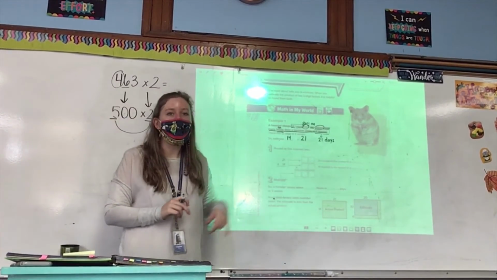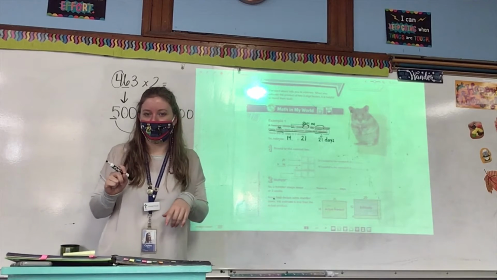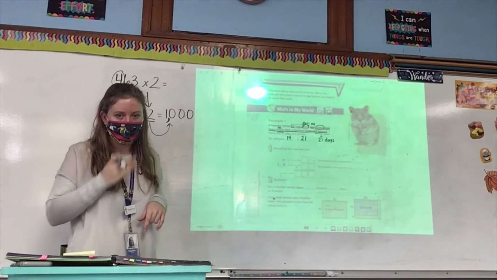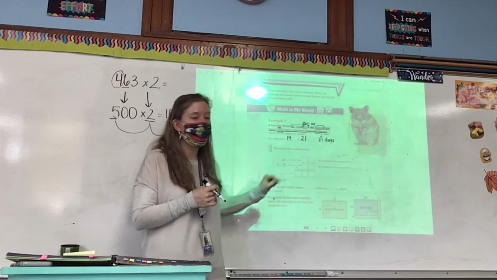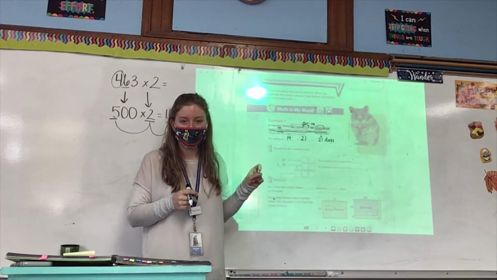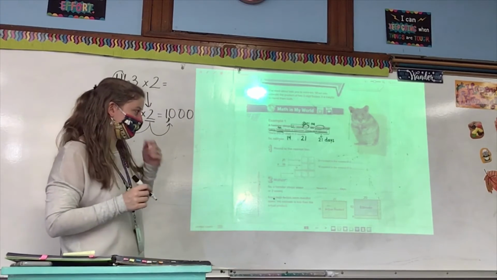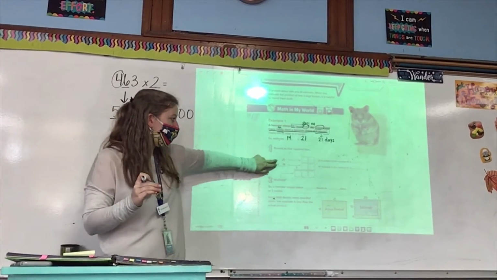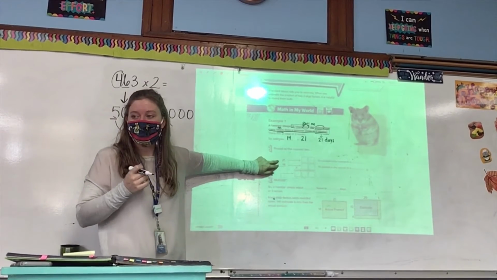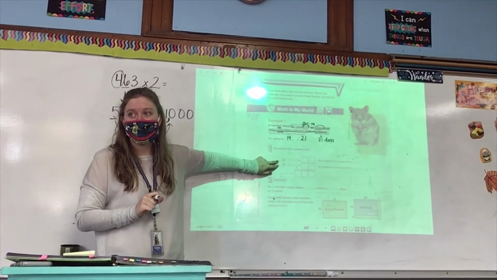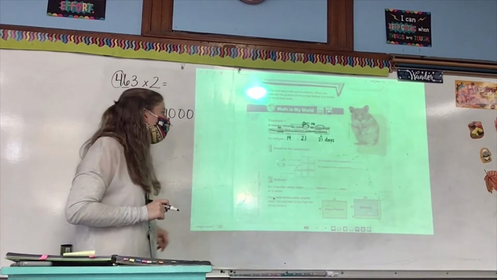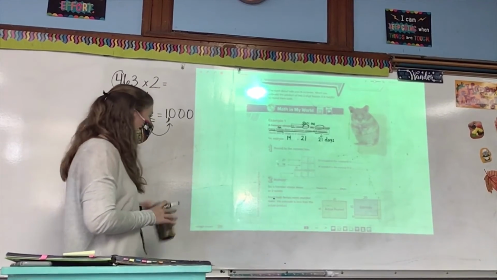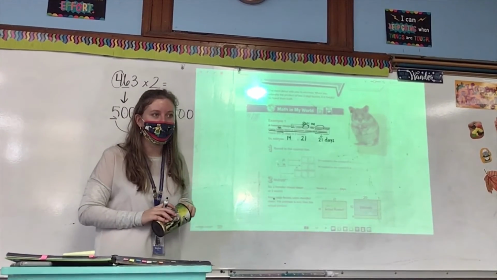But are we solving 14 times 21? Zari? No. No, because the problem said what? The problem said about how many hours. Good. The problem said about. So that means our actual equation is 21 times 14, but that's not what we're solving. We have to round. This tells us to round to the nearest 10.